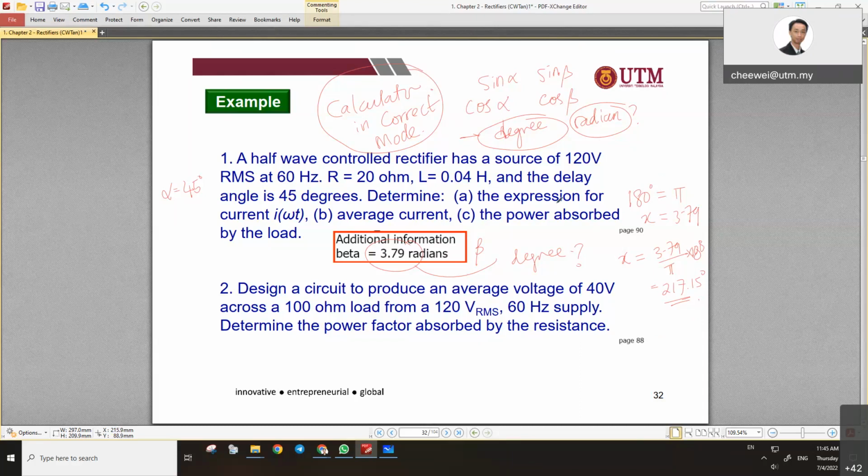It's not shown in the text or the slide also. So try on it. If you want to know the answer, you can refer to the textbook at page 90 and page 88. Which textbook? Refer to the course outline. It's actually the textbook by, who's the author? The author is Daniel W. Hart, Introduction to Power Electronics. Okay, the example is inside there.